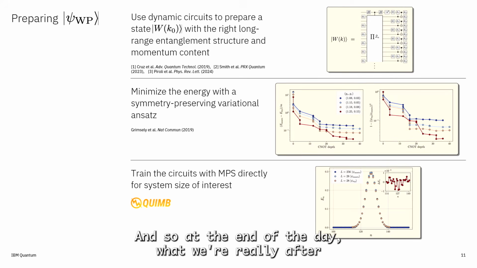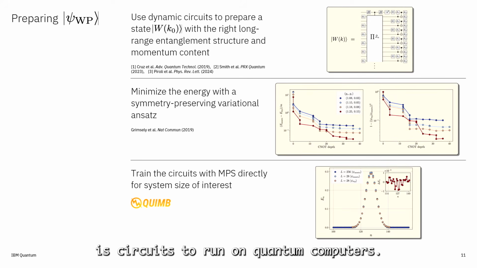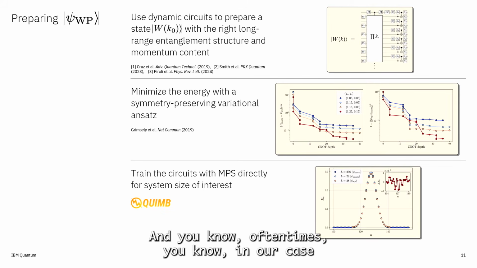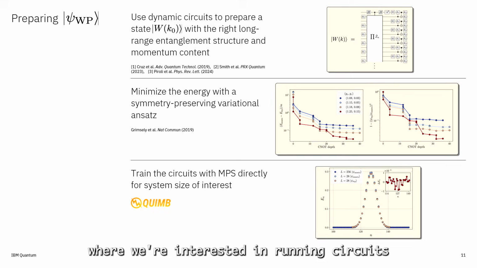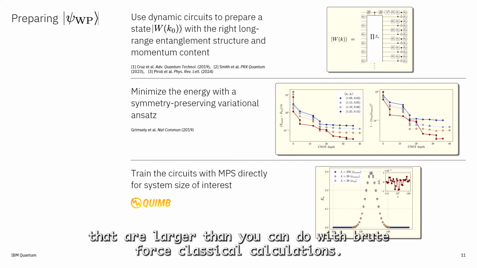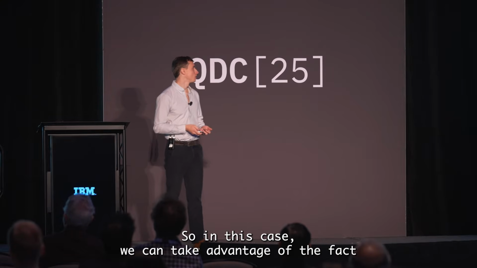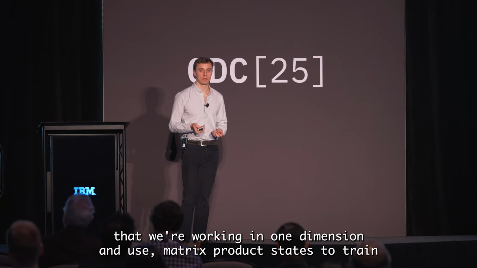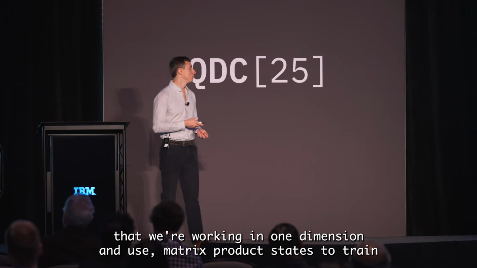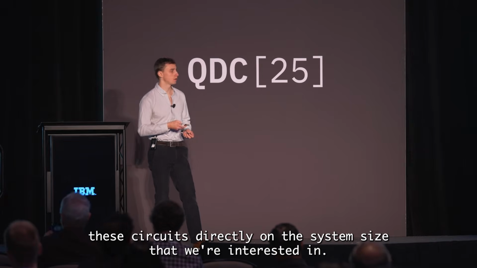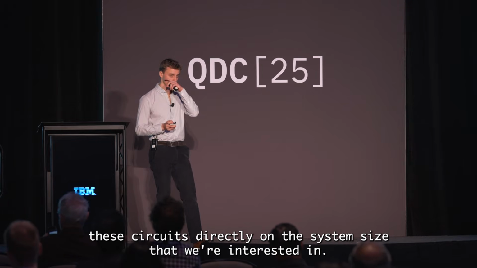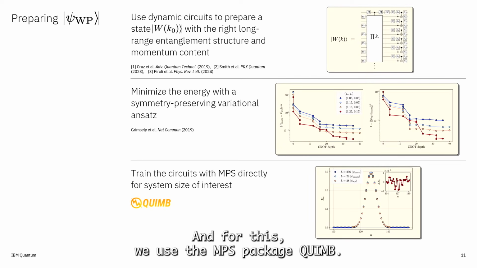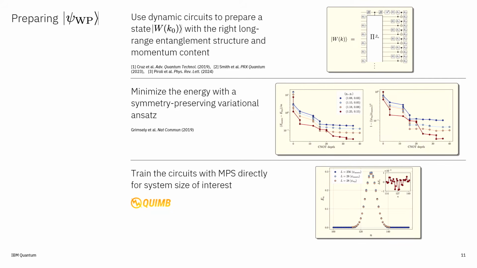And so at the end of the day, what we're really after is circuits to run on quantum computers, and oftentimes, in our case, we're interested in running circuits that are larger than you can do with brute force classical calculations. So in this case, we can take advantage of the fact that we're working in one dimension and use matrix product states to train these circuits directly on the system size that we're interested in. And for this, we use the MPS package QIMB.